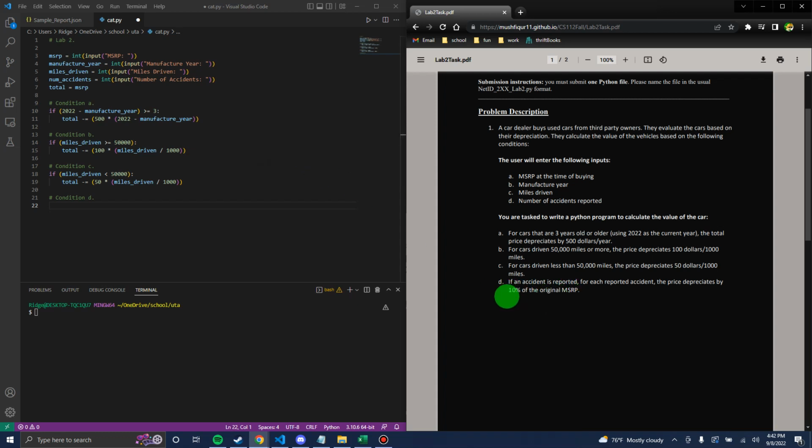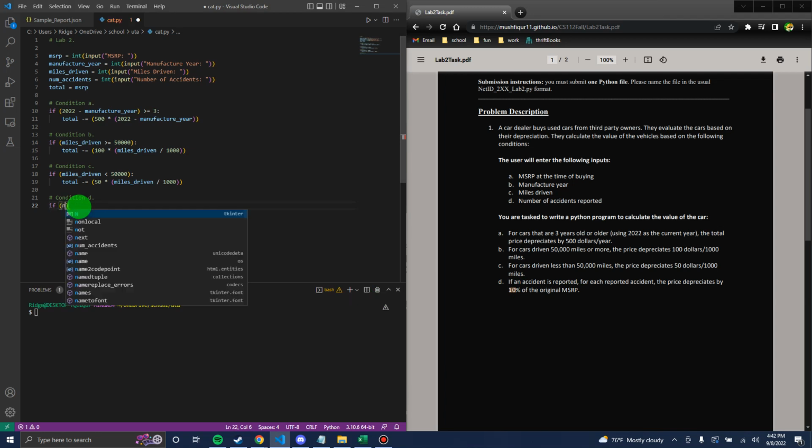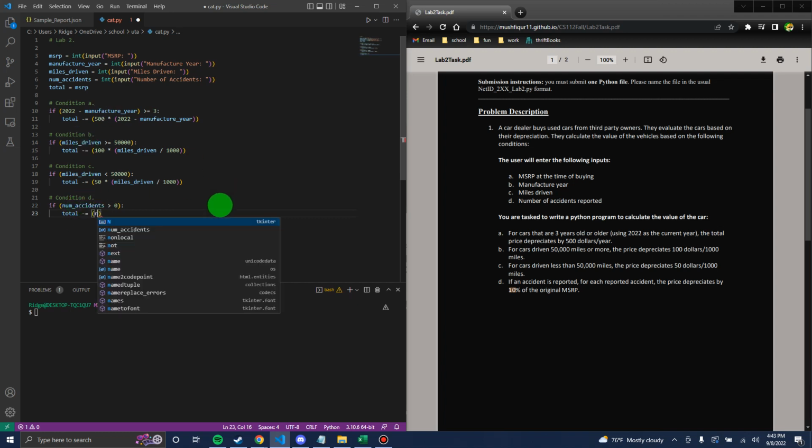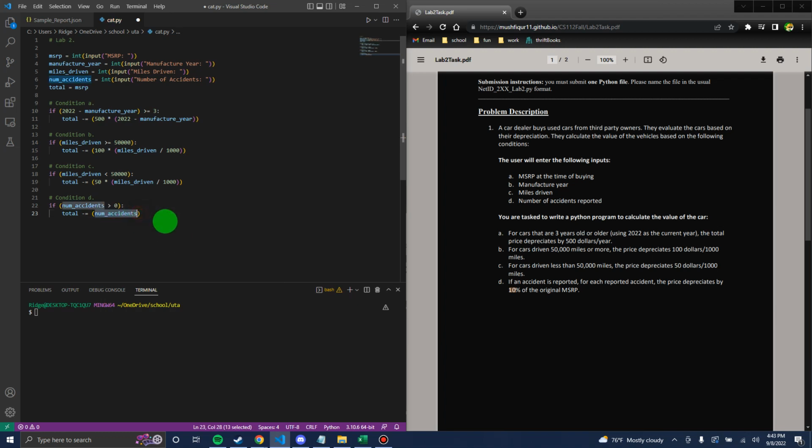It will just evenly stack. So if there are three accidents, this can be seen as 30% of the original MSRP. So again, we're going to check if num accidents is greater than 0. So if it has any accidents at all, we are going to enter this conditional. Say total minus equals, and again, it's going to be very similar to the structure up here where we are going to have in our parentheses first our amplifier, which is num accidents because it's going to be per the accidents time.